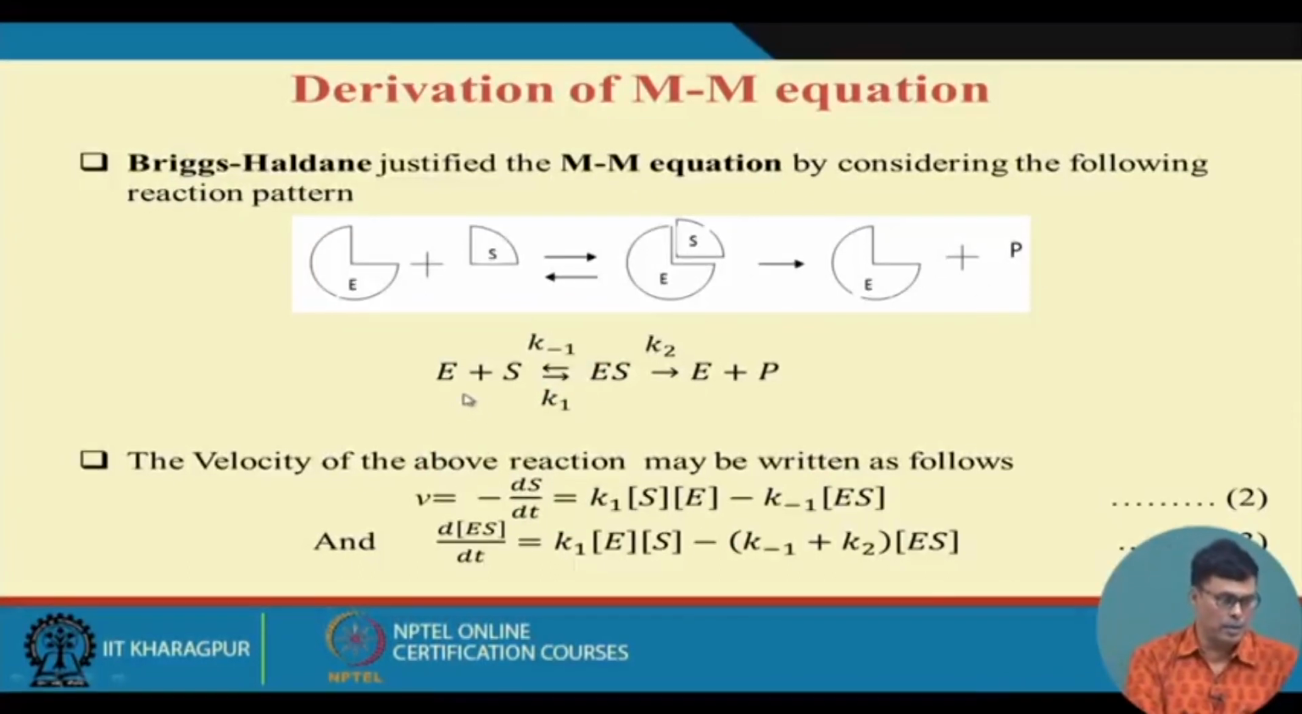So I can write the equation format as E plus S gives ES, gives E plus P. Now, the rate of degradation of substrate can be written as K1 into S into E minus K-1 into ES, because it is going back. This is a reversible reaction. And the rate of formation of ES can be written like this: this is the rate of formation, then it is going back this way and degraded this way. It forms the product this way. So it is coming like this.